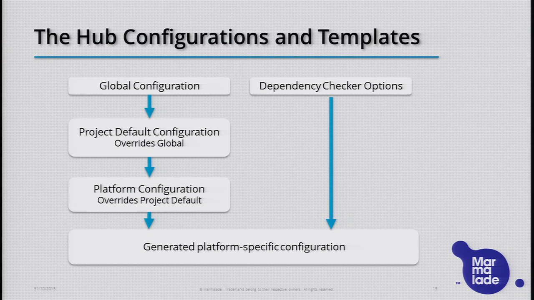So essentially, what we're trying to have is the dependency checker goes straight into your final configuration. That's what the dependency checker does. We have a global configuration, which I'll show you in a minute, and we have project default configurations, which overrides the global, and platform configuration, which overrides the project default. And finally, it all combines into one. And it's not a live system. Once you have a configuration, that's it. If you change, it depends on what you change. It may or may not be reflected straight away.